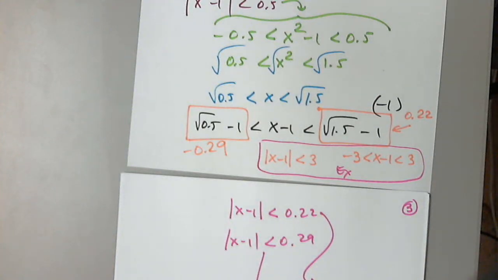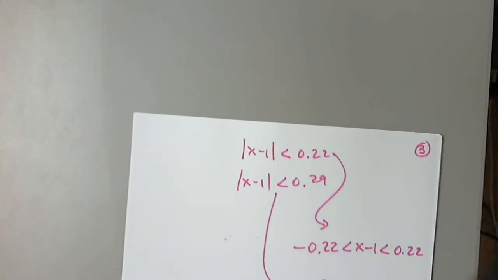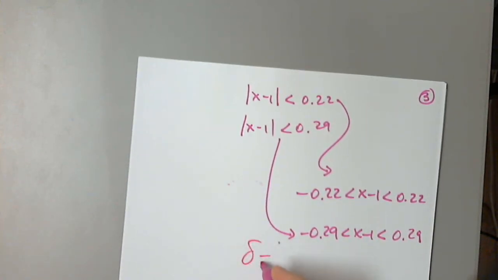Just to show you that when we say that the distance between x and 1 is less than 3, that's what we mean. X minus 1 can be between negative 3 and 3. Is that better? Okay, so therefore, what do we choose? Final answer? 0.22. Yes. So delta equals 0.22. Whenever epsilon is 0.5, delta will be 0.22.